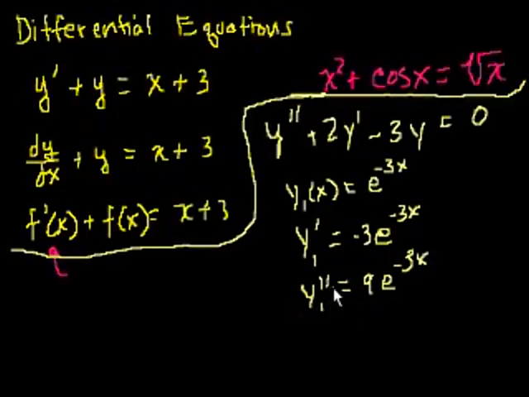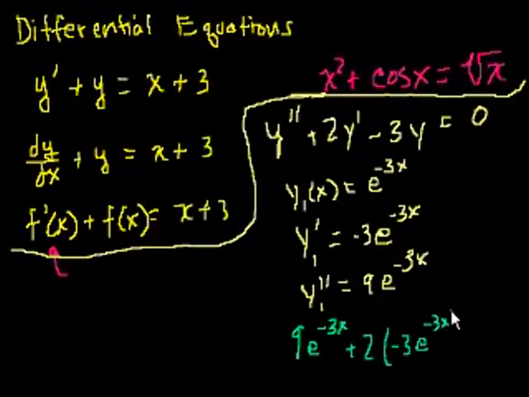Now let's verify that if we substitute y1 and its derivatives back into this differential equation, it holds true. So y prime prime, that's this. So we get 9 e to the minus 3x plus 2 times y prime. Well, this is y prime, so 2 times minus 3 e to the minus 3x, plus minus 3 times y. Well, y is this, so minus 3 times e to the minus 3x.